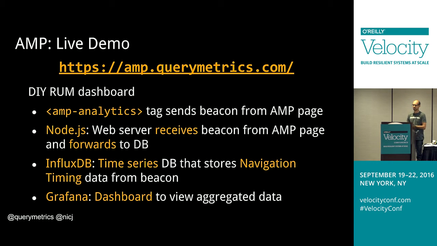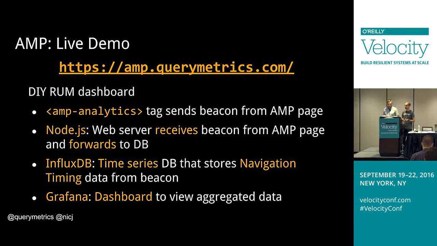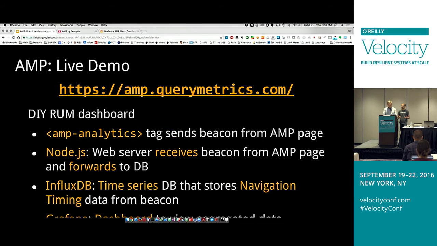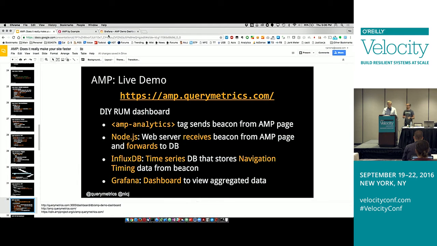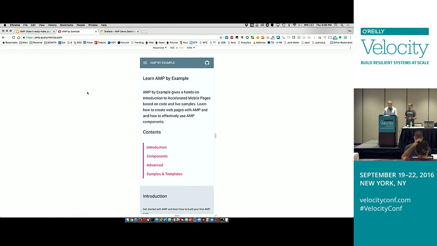So what we're doing is we took the site called ampbyexample.com, cloned it, we added our own analytics tag just to show how it works, and we're sending all the RUM data back to ourselves. So we're using a little Node.js server to receive the beacon with a lot of the RUM timing in it, and that Node server is then forwarding the data to InfluxDB, where it's going to capture the time series information, and then we're using Grafana to view this data. So here's an example of what you should be seeing if you went to the link. We'll show the link again in a sec.